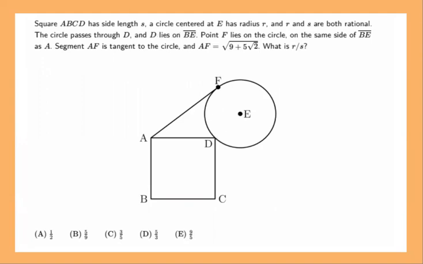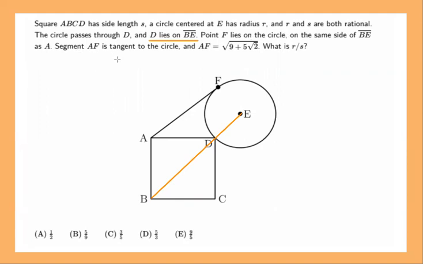Okay, this is important. So D lies on BE. B is right here, E is right here. So I'd probably like to connect these two, because that will make a straight line. And then F is on the circle on the same side of BE. Okay, so that is right there as A, which is basically on this side, which is given already.